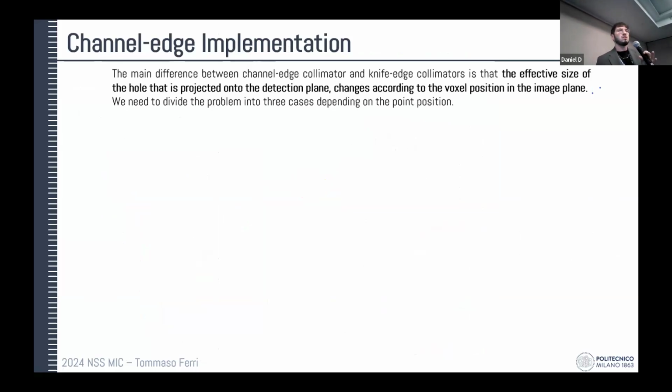So when performing the channel edge implementation, the first difference that we encounter is that the effective size of the hole that is projected onto the detection plane changes according to the voxel position, and we can now divide the problem in 3 main cases.